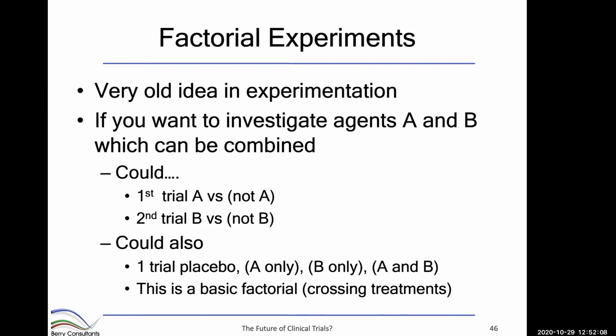The REMAP trials, the M for multifactorial. A factorial experiment is a really old idea in experimentation, and it says if you want to investigate agents A and B, and they can be combined, you could do one trial in A versus not A and another trial in B versus not B, but it's actually more efficient to do everything at once and to have 4 arms and do placebo, A only, B only, and the combination. And so this is a basic factorial where you cross treatments.